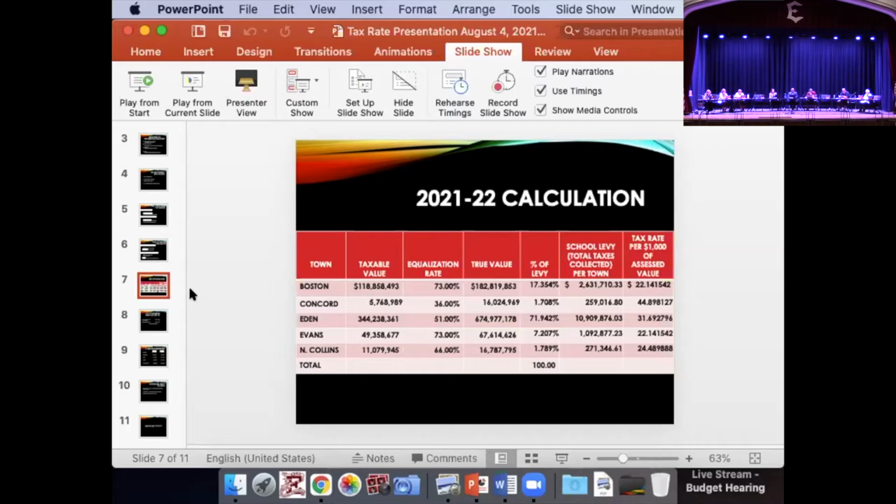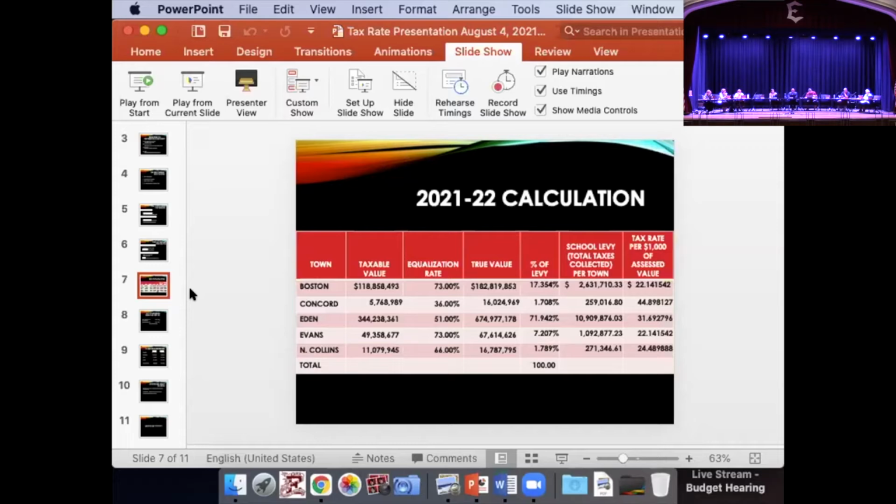So this is an example of what the results of the 21-22 calculation were. The town of Boston started out with a taxable value of $118,858,493. That gets multiplied by their 73% equalization rate. That gives them a true value, also known as perceived market value, of $182,819,853, which is 17.354% of the total true value of all the properties in the Eden School District.